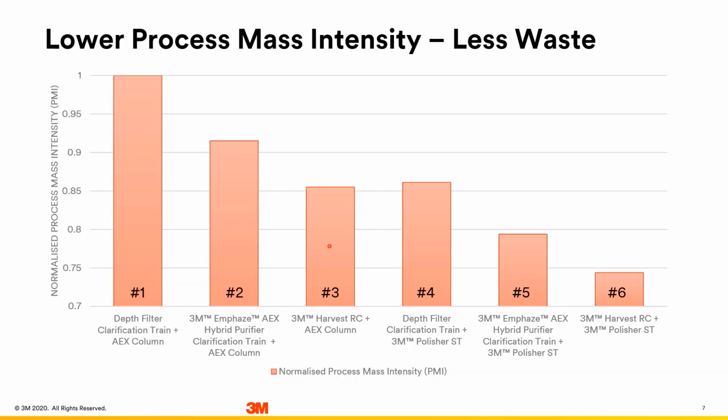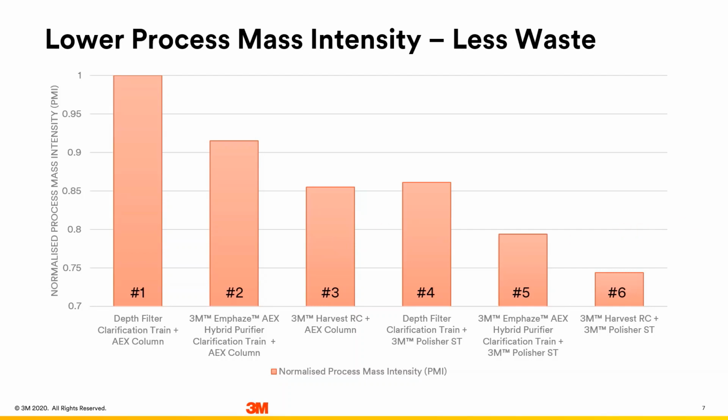The only place where you see a slight increase in process mass intensity is between process 3 and process 4, and this is because process 4 goes back to a 2-stage depth filter clarification train, whereas process 3 is the Harvest RC product, which is a single-stage chromatographic clarification.